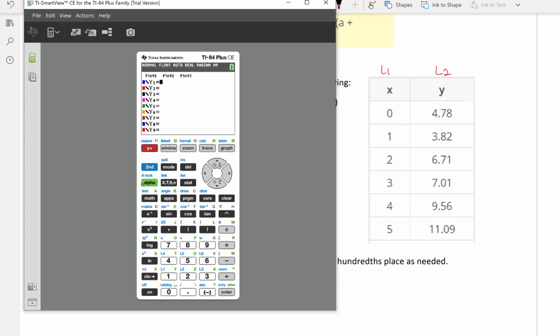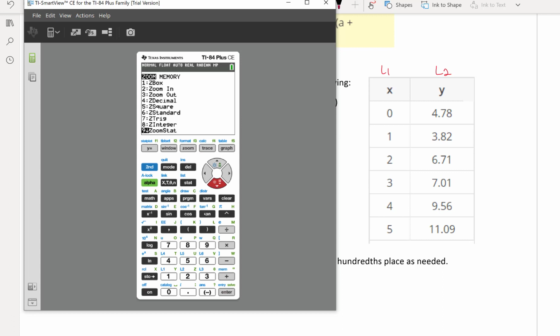Y equals. Notice how that plot is not shaded. So if I go up and then I press enter, then plot 1 is shaded, which is perfect. That's exactly what I want. Okay? So then after that, I'm going to go to zoom, and I want to go to zoom stat.